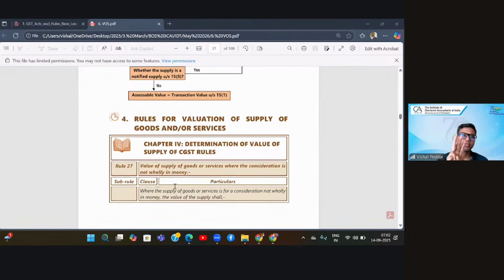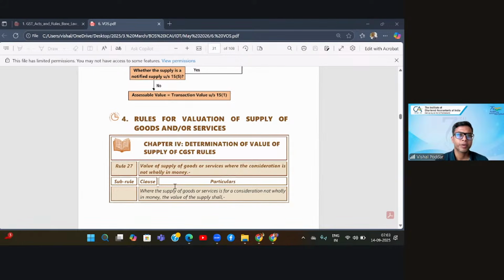There are three conditions: one implied, two express. The implied condition is there should be a value, there should be a consideration. If the supply was made without consideration, that is, if it is a Schedule 1 supply, then because there is no value, 15(1) cannot apply. Then you have to come to 15(4), that is the value as per valuation rules.